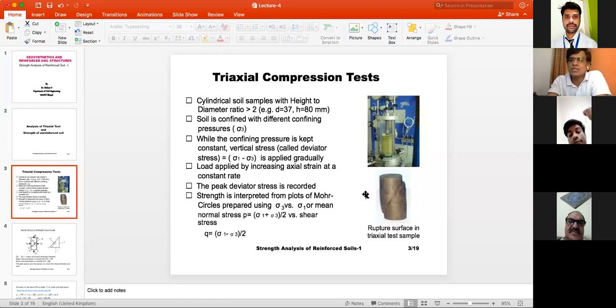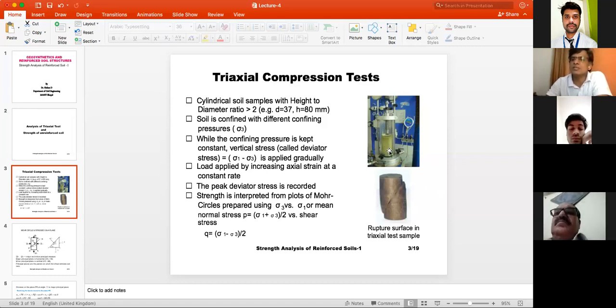So what we do is collect the soil sample from the field and test it in the laboratory in the triaxial shear test. If you see the top right corner, this is a triaxial shear test cell with a specimen. It has a glass chamber. Inside, we have a sample. And at the bottom right corner, this is a failed sample. It is already there, and it has a certain diameter and a certain height.